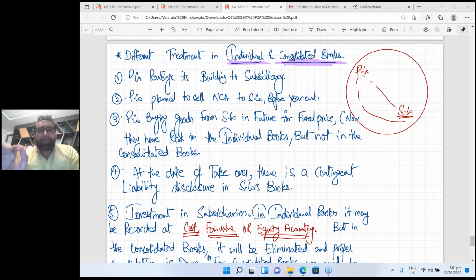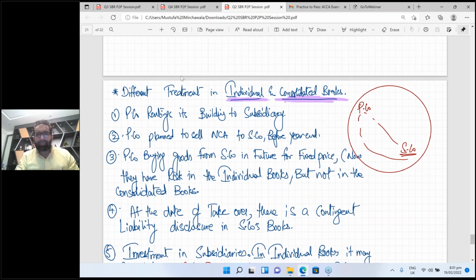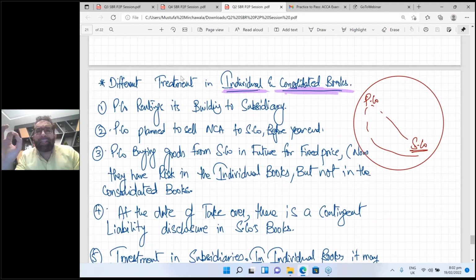Different treatment in individual and consolidated books means the same transaction, but different treatment in individual books and different treatment in consolidated books, right? Okay, so these are some examples related to that. The first one is related to IAS 40.